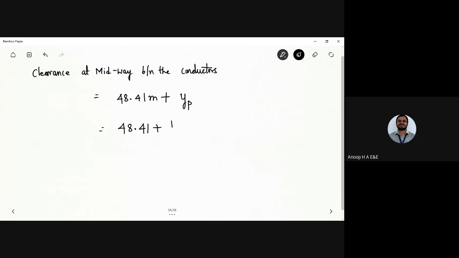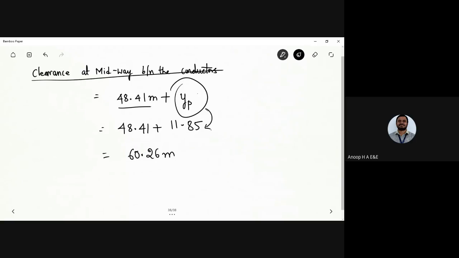48.41 plus 11.85, so we get 60.26 meters. That is the clearance at point O plus Yp. Yp is 11.85 meters, and 60.26 meters is the clearance midway between the conductors.